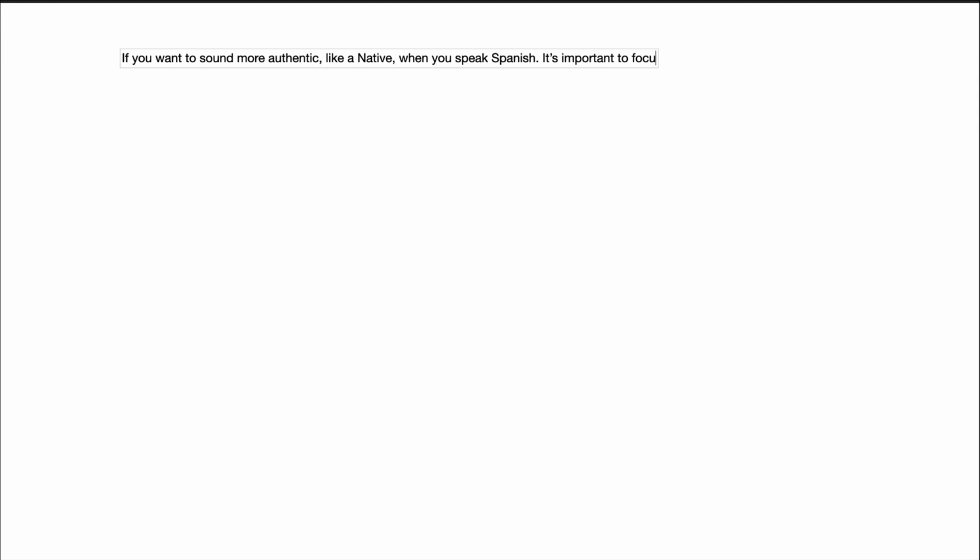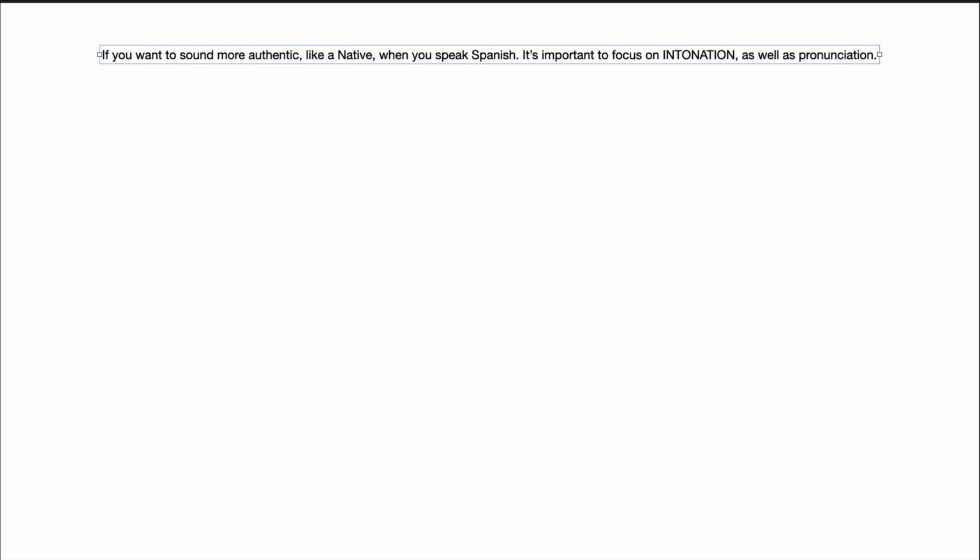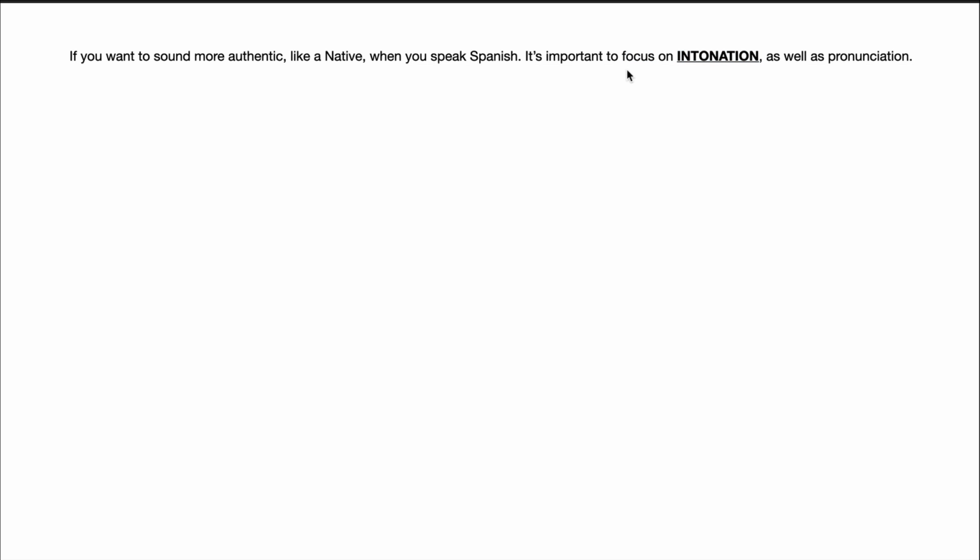It's important to focus on intonation as well as pronunciation. But I put intonation in caps here because everybody knows they should practice pronunciation, right? Everybody does it. But very few people actually focus on intonation. Now, intonation is the actual flow of the way that we speak. So, for example, I just did it. For example, the flow of how I said that, I could have just said, for example. That would have had like no intonation.